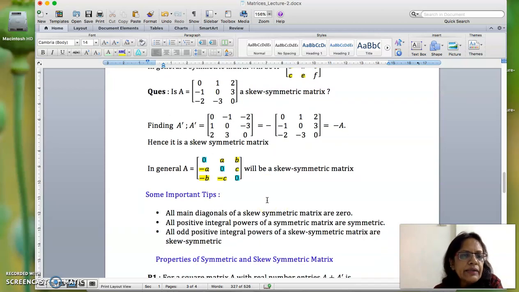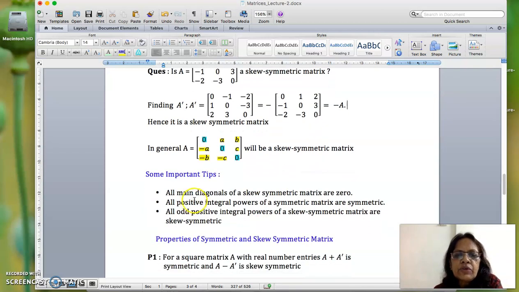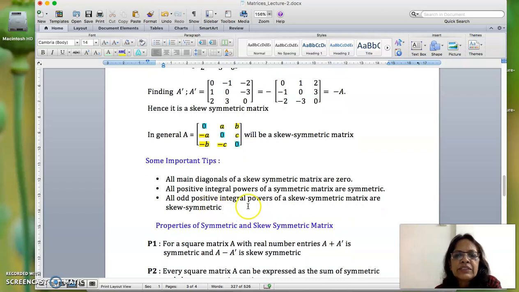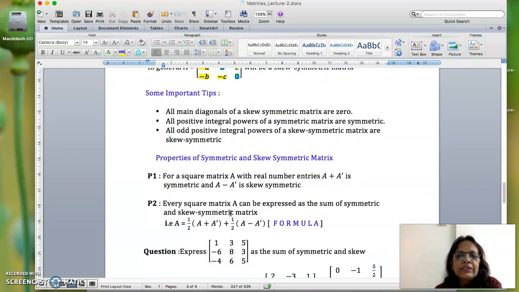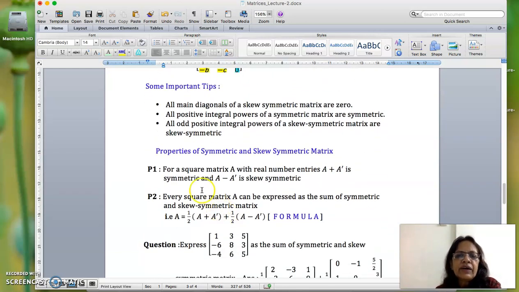Now some important tips about this also. Just note, already we have discussed this. All main diagonals of a skew symmetric matrix are 0. Then all positive integral powers of symmetric matrix are symmetric. All odd positive integral powers of skew symmetric matrix are skew symmetric. Okay.